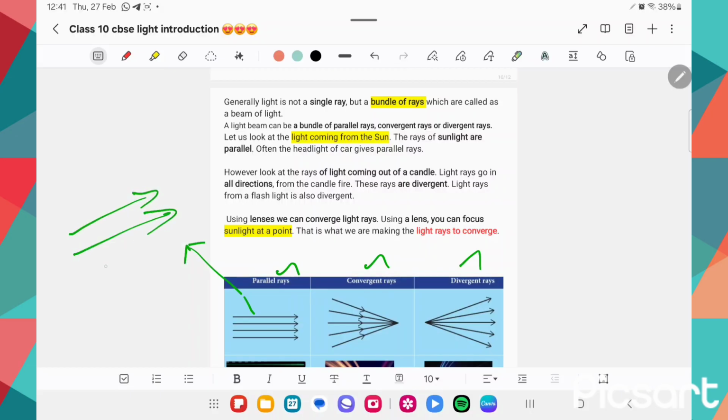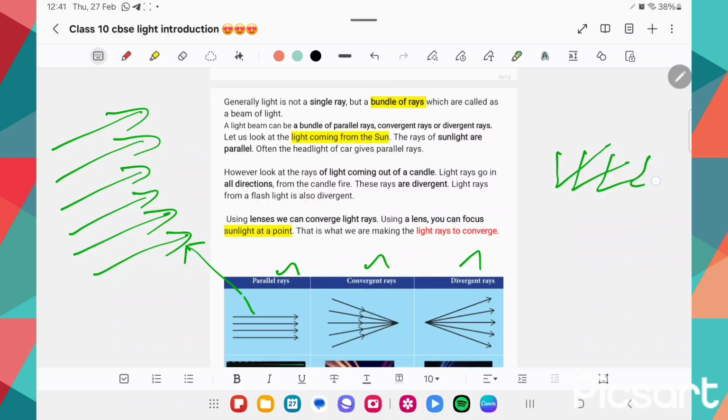For example, if you see sunlight, it will spread all over the area, correct or not? In this area it will not spread, in that area it will not spread. It will spread equally in all areas. We already said whenever the light comes out parallel, we get a clear image, and the light can easily be corrected. Sunlight we can take as an example. From sunlight the light rays will be very parallel.